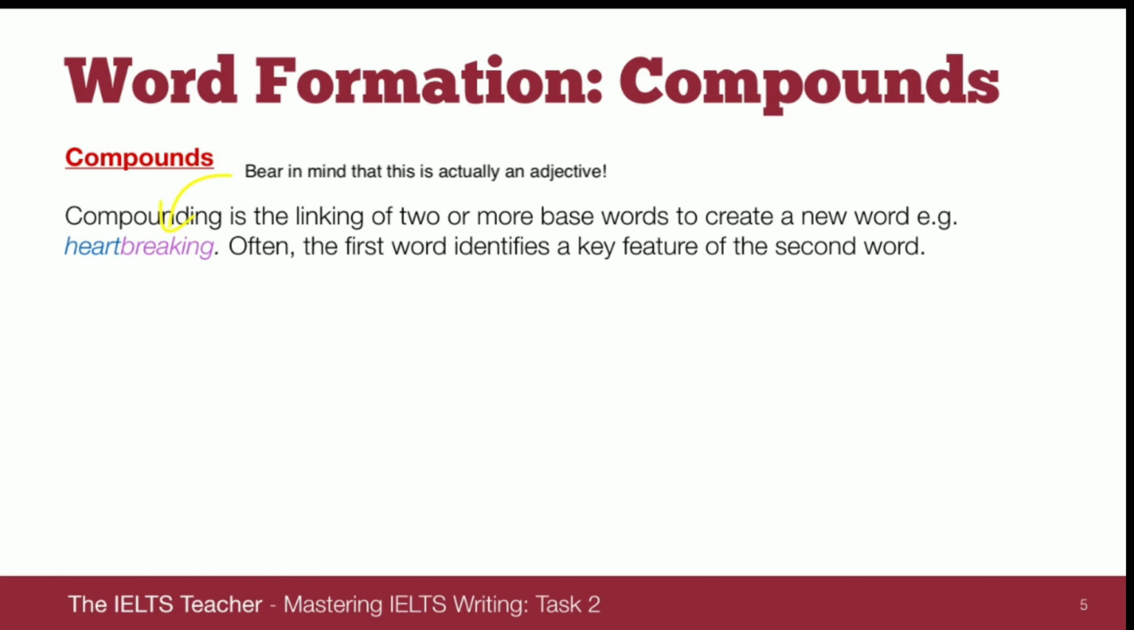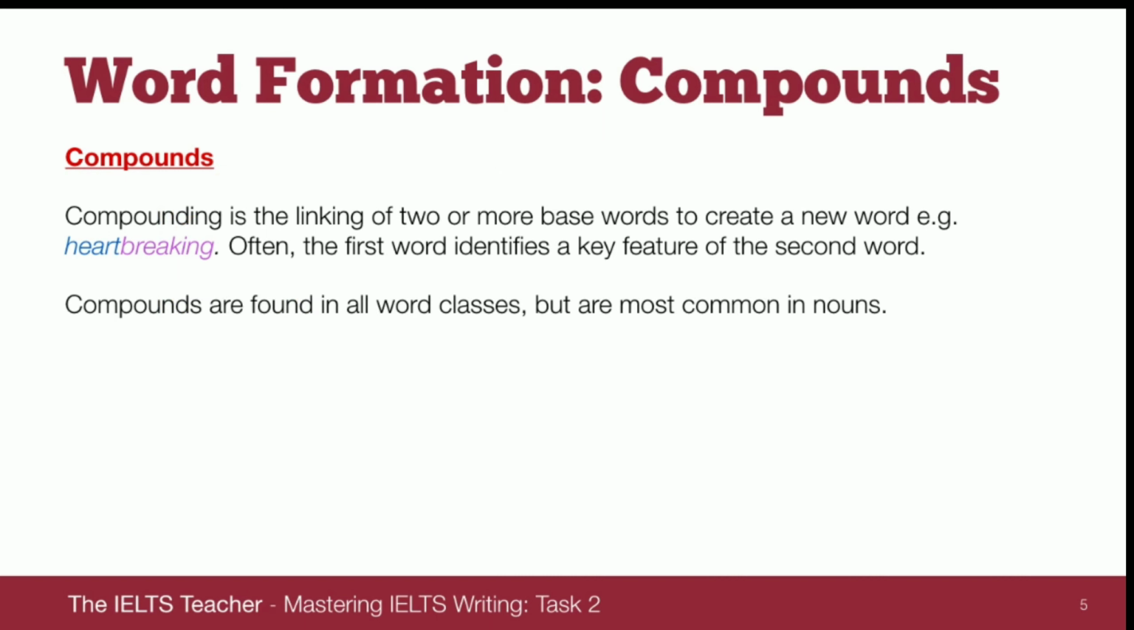Often, the first word identifies a key feature of the second word. Let's have a look at some examples. They're most commonly found in nouns, but they are found in all types of word classes. For example, here are some nouns. Air conditioning. The air modifies the conditioning. Blackboard. The black modifies the board. Full moon.